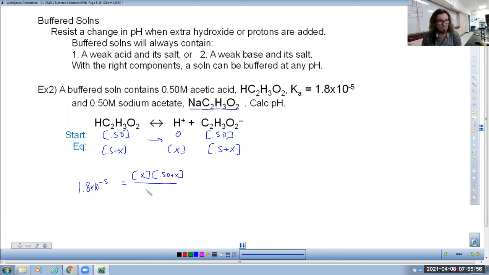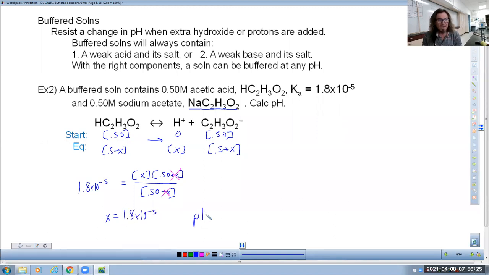Heck, you could even leave the minus X and the plus X off of the expression, and I would still know what you're doing. So the X's being negligible means that we can just forget that they're there, and this just becomes X times 0.5 over 0.5. The 2.5s even cancel each other out. And so then what we find out is that X equals 1.8 times 10 to the negative fifth.